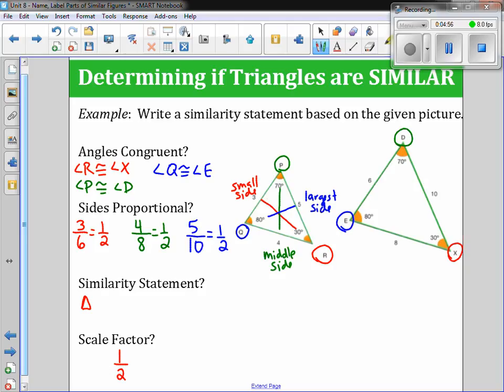And I can write my letters in any order as long as I keep them in the same order with the corresponding angles. So if I start with my smallest angle R, my middle angle P, and my large angle Q, I need to do the same order in the large triangle. So small X, middle D, large E.